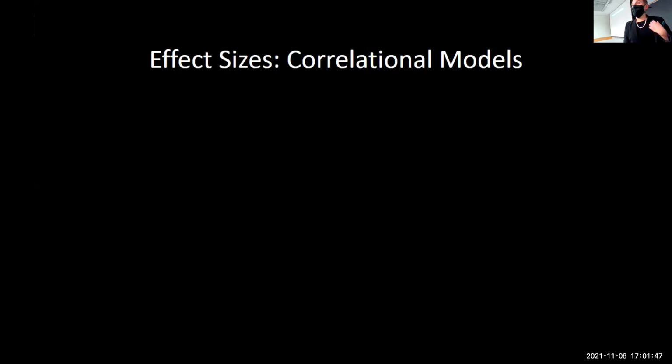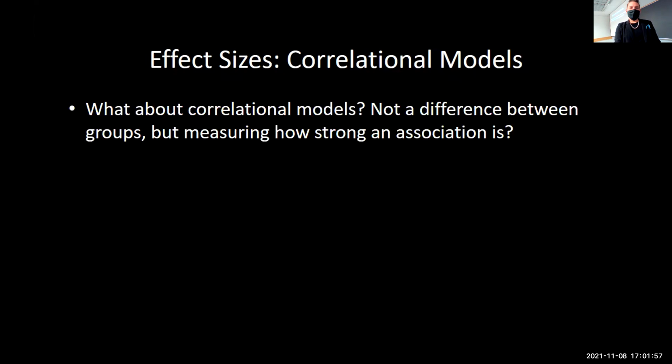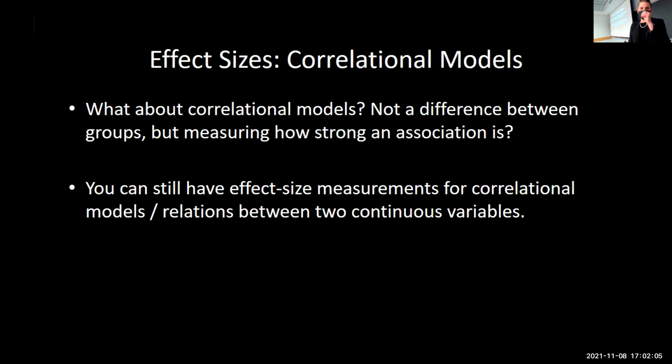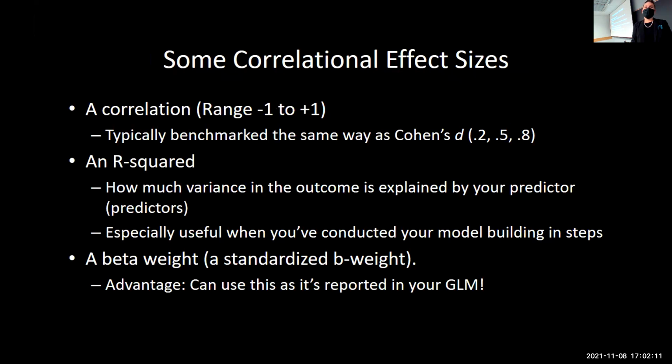Okay, so, but effect sizes are not just for differences between groups. They're also available in correlational models. So when you're in a correlational model, it's not a difference between groups, but it's a way to measure how strong of an association you have. You can still use effect size type measurements for correlational models. And here are a couple of options. The first one is a correlation.